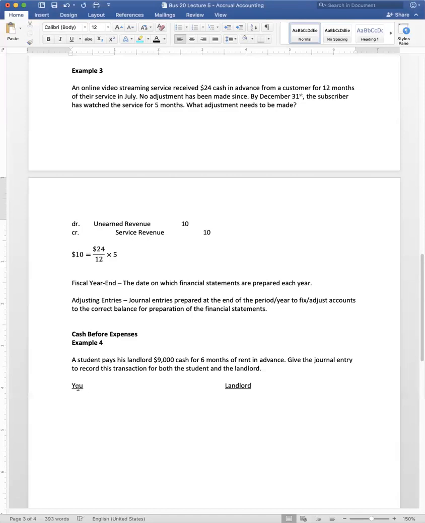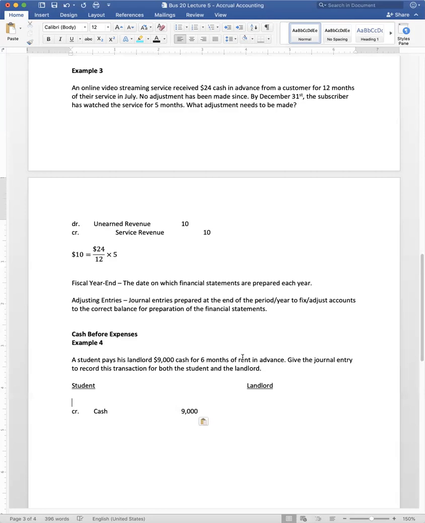Okay, so we're going to do both journal entries, one for you and one for the landlord. Right? Or I guess where you are the students, right? Okay, so the student is paying cash. So that means cash is decreasing. So we're going to have a credit to cash because it's an asset. Okay, now what is the debit?